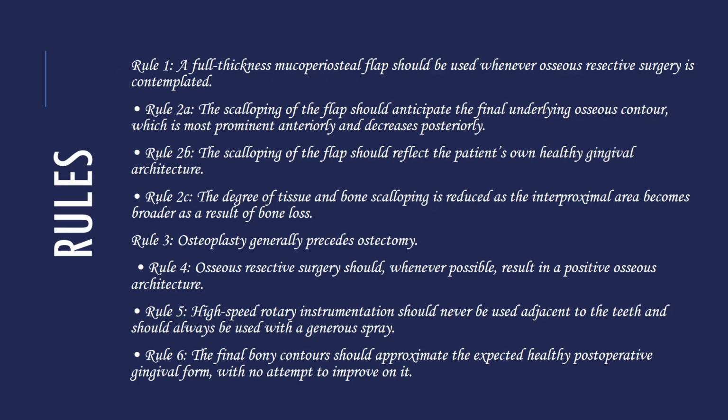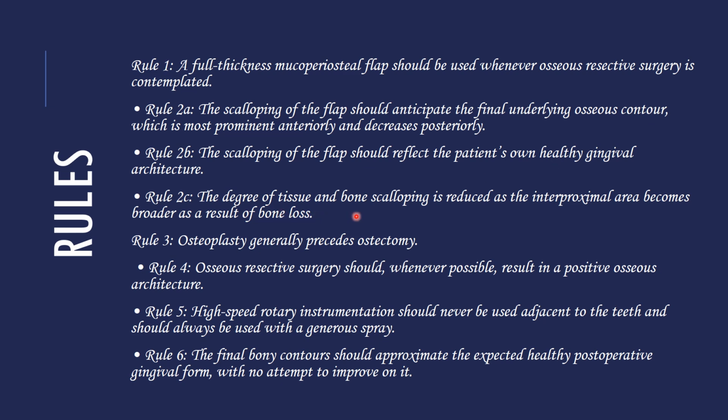So these are some of the rules to be followed when you are doing resective osseous surgery. You can just go through it. It's not there to memorize or anything. A full thickness mucoperiosteal flap should be used whenever osseous resective surgery is contemplated. The scalloping of the flap should anticipate the final underlying osseous contour, which is the most prominent anteriorly and will be decreasing posteriorly. The scalloping of the flap should reflect the patient's own healthy gingival architecture.